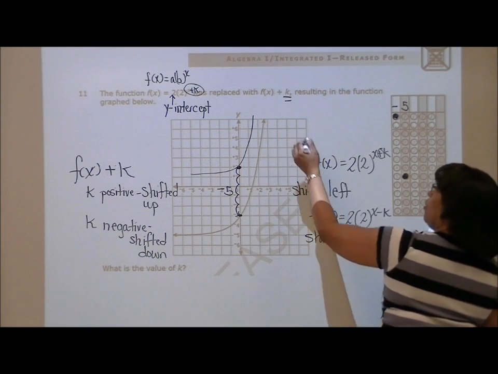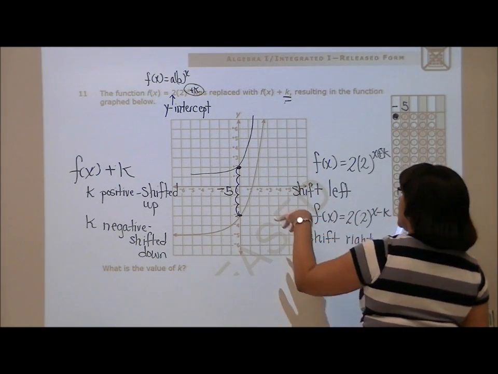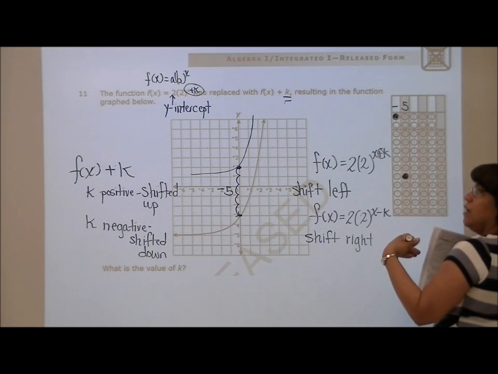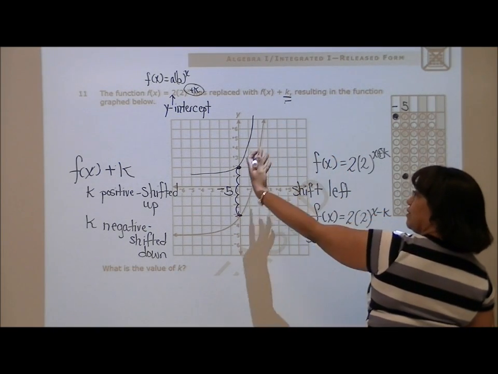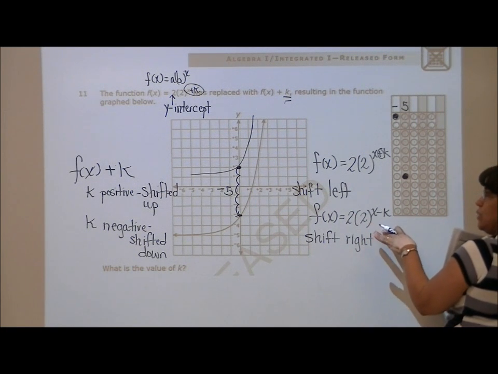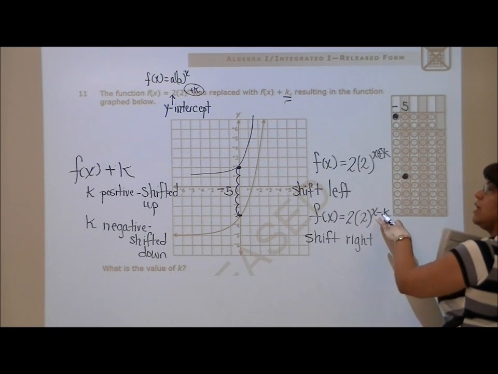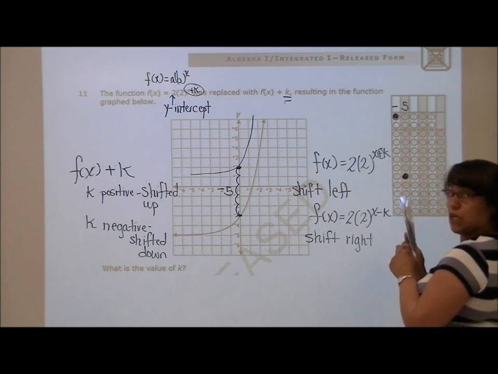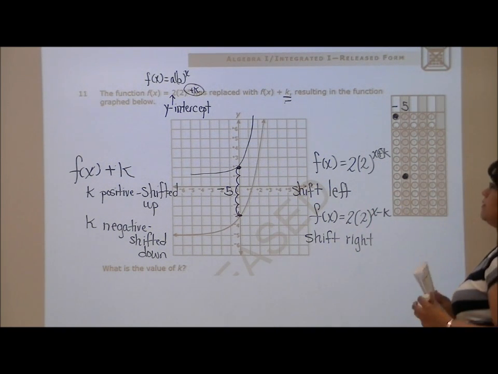So if you have a large K, you're going up or down. If you have a small K with the exponent, you're going left or right. This one's very logical because it goes up when it's positive and down when it's negative. This one's exactly the opposite of what you would think. The negative actually goes in the right direction and the positive goes in the left direction. So write it down, please, so you can study it. And then we'll move on to number 12.